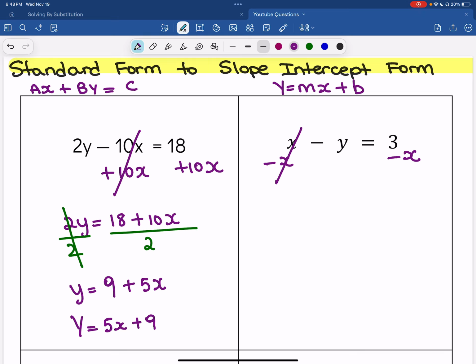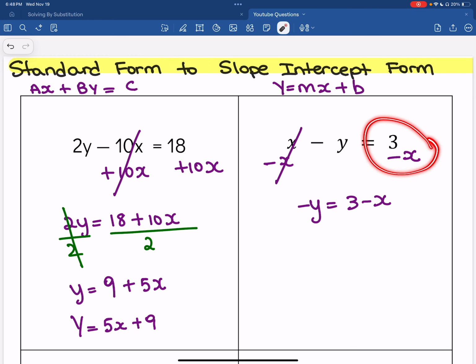The x minus x will cancel out and we'll be left with negative y is equal to 3 minus x. Again, these are not like terms, so I can't combine them. So I just rewrite them individually in the new equation.